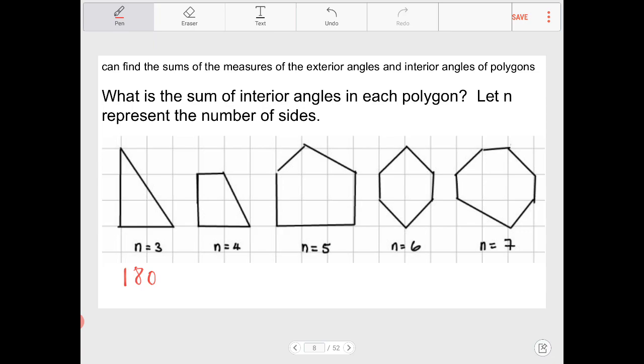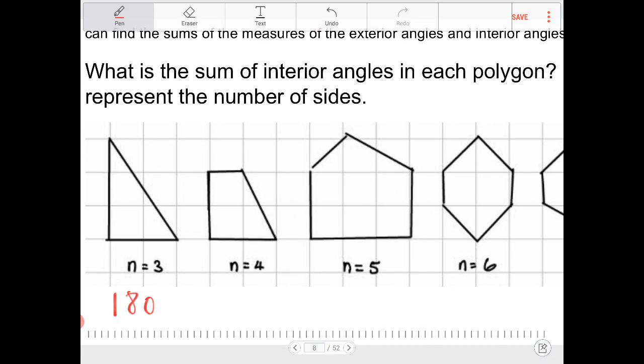Recognizing that a triangle has 180 degrees, what we can do is pick one corner of the polygon, and from that corner, we draw a diagonal to the opposing corner. And in this case, there's only one diagonal that I can draw. And by doing this, we've constructed two triangles.